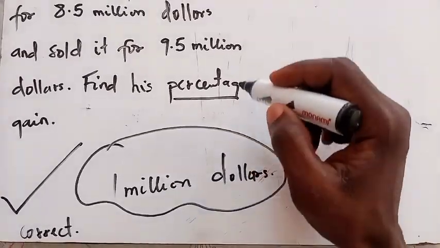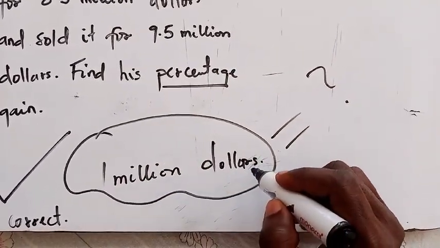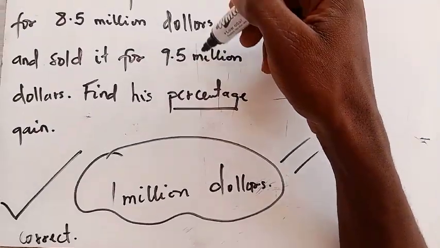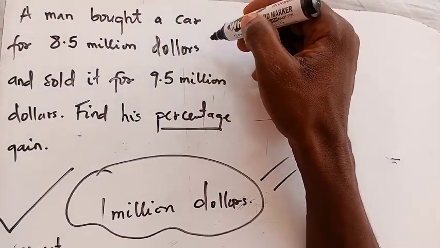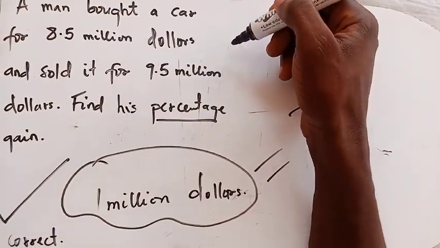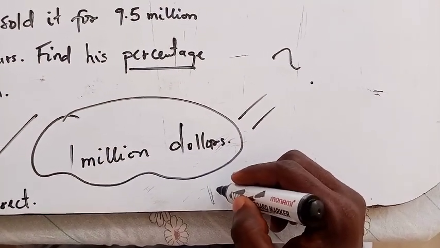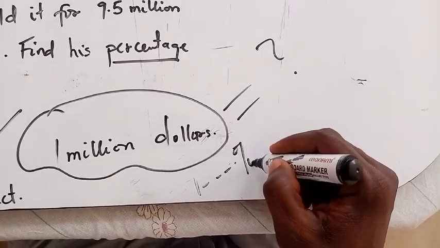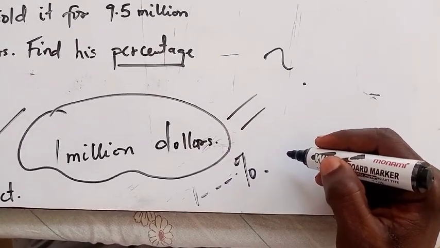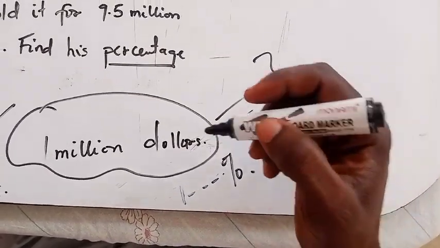So for sure the man is making a $1 million profit on the car he purchased some years or some days or whatever ago. Is this going to be 1 million? Can that be 1 million percentage? That's the question we are asking here, right? So what do you think? Now, how do you go about it?